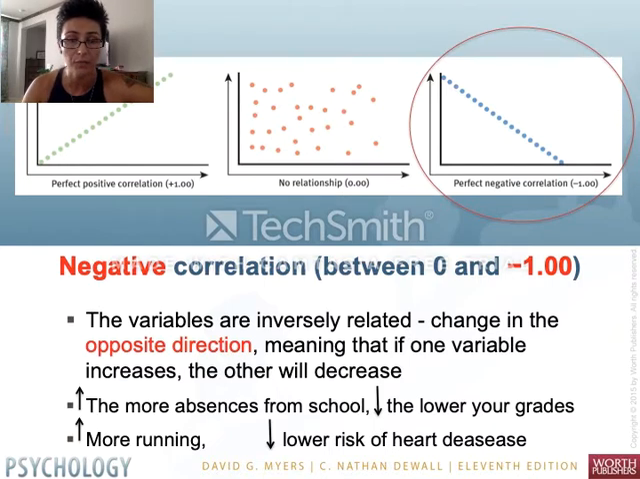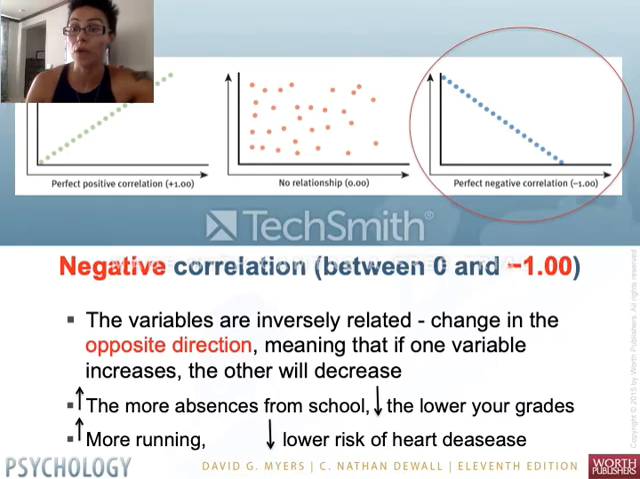So look at the examples. The more absences from school I have, so absences are going up, guess what's going to happen to my grades? My grades are going to go down. So these two variables are related. Absences from school and grades are related. And how are they related? The more absences, the lower the grades. Directions are opposite. Therefore, they have a negative correlation type relationship.